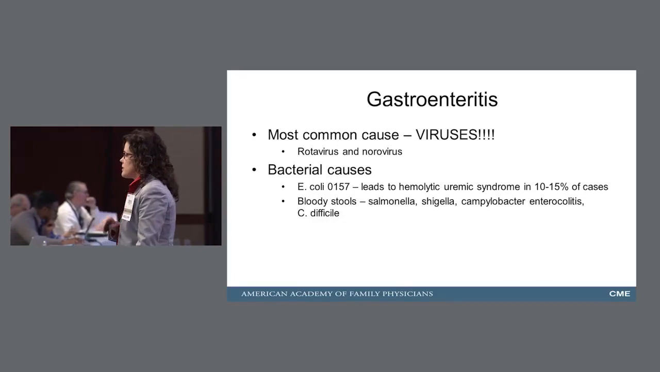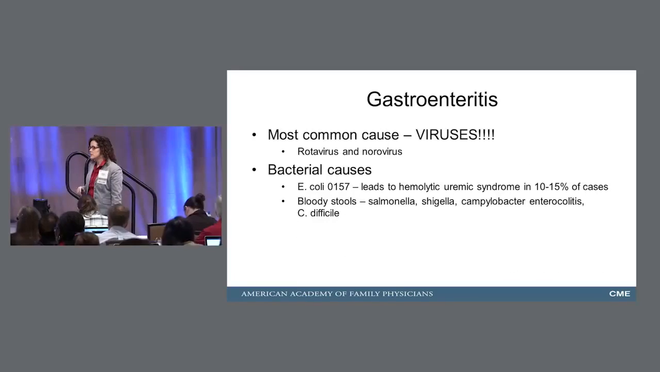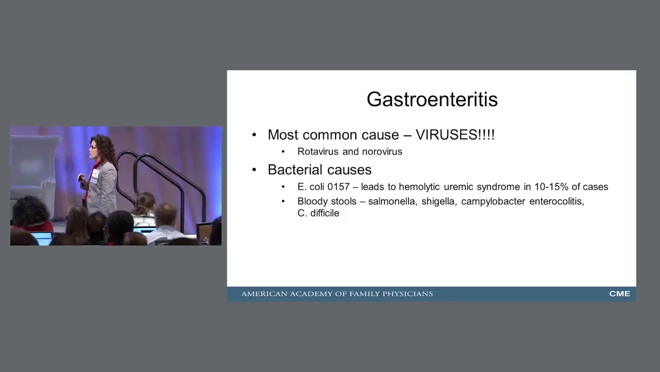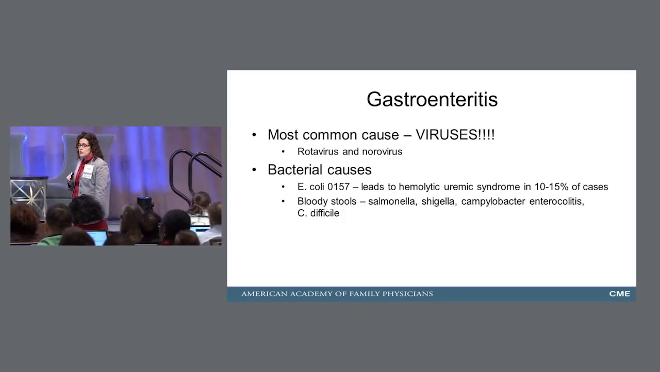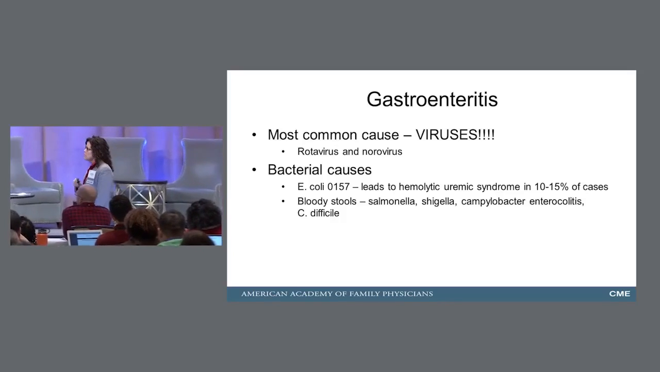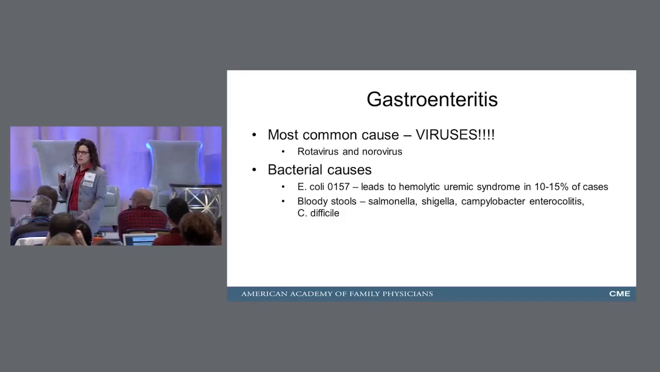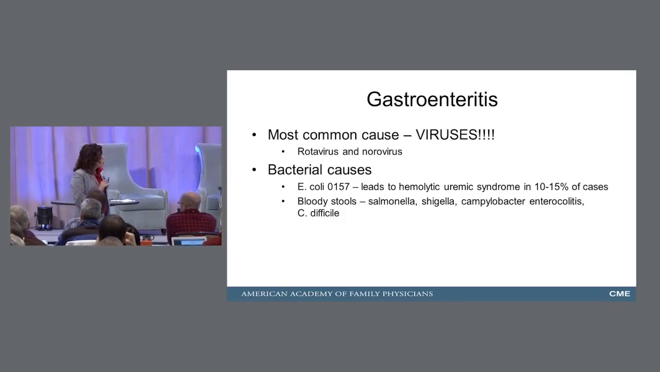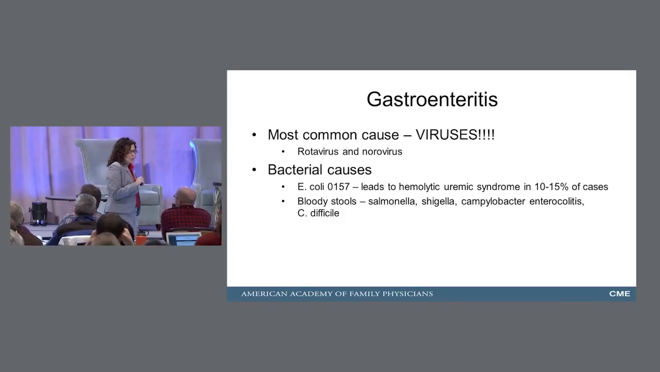Gastroenteritis, most common cause? Viruses. Again, viruses. Rotavirus and norovirus. David's going to talk a little bit more about this later. Bacterial causes, E. coli O157. This is one that can lead to hemolytic uremic syndrome about 10% of the time. Bloody stools, think Salmonella, Shigella, Campylobacter, or C. difficile.